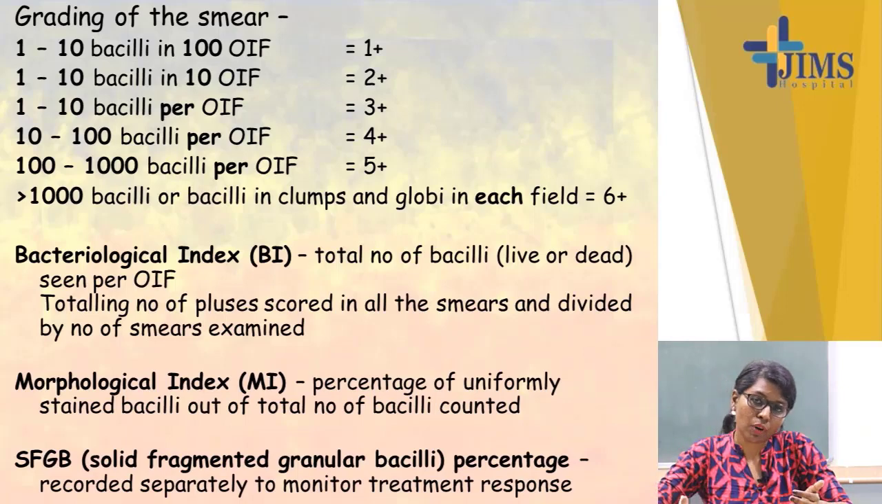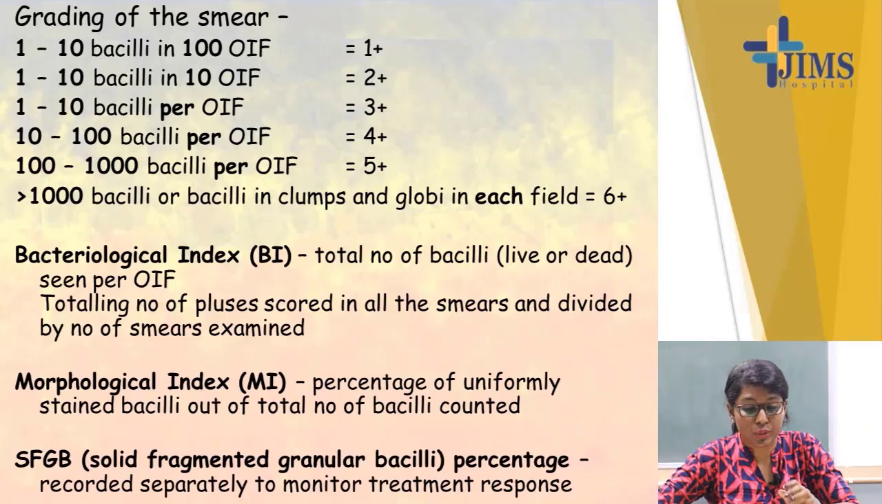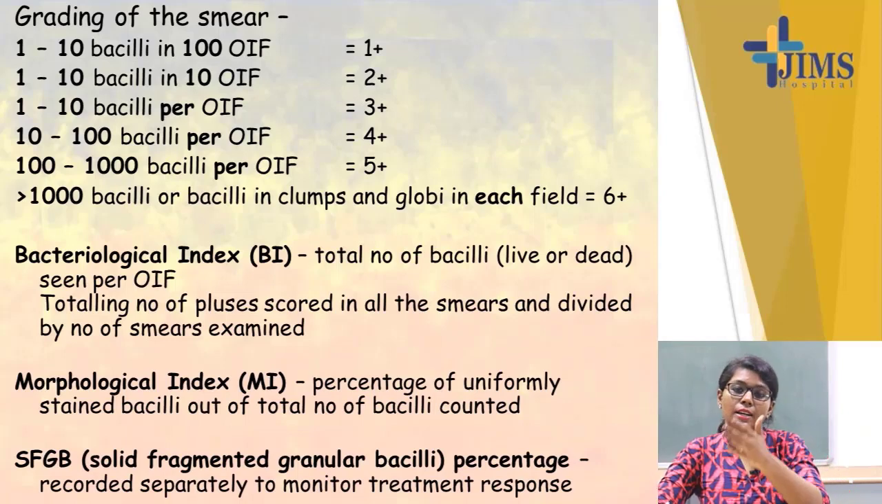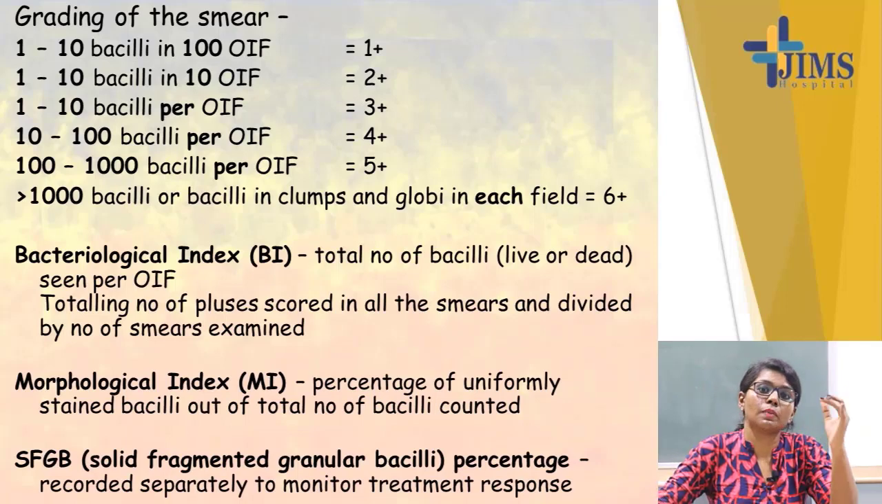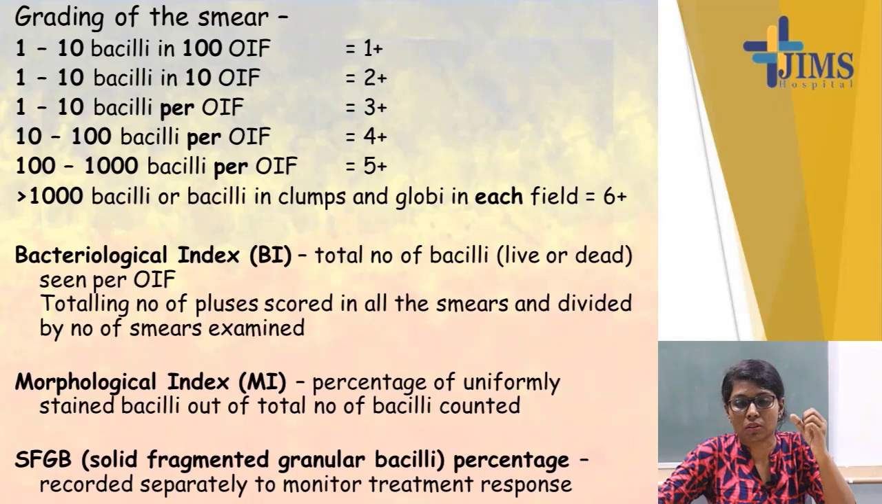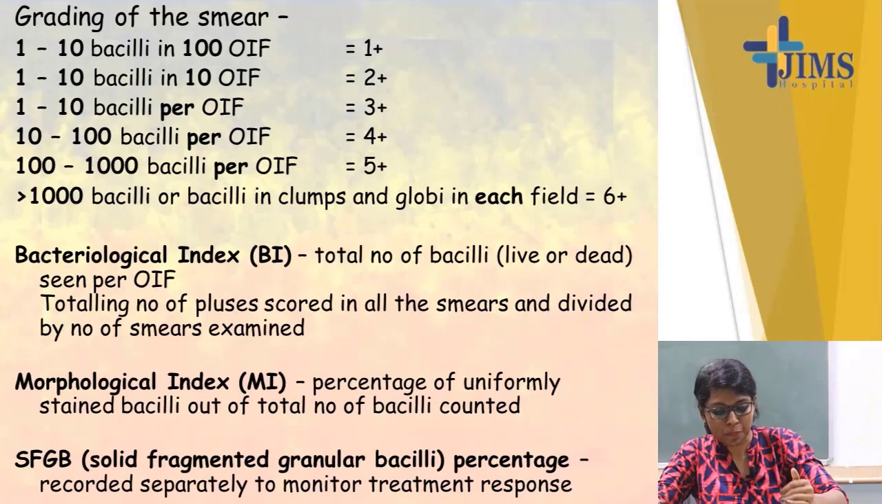You remember the grading for Mycobacterium tuberculosis? 1+, 2+, 3+, scanty and all that. Same thing here, 1+ to 6+. What is the grading? 1 to 10 bacilli per 100 oil immersion fields is 1+, 1 to 10 in 10 OIF is 2+, then 3+, 4+, and last you see the 6+, which is greater than 1000 bacilli. They are all in clumps. In every single field you find clumps, meaning greater than 1000 bacilli, then you grade it as 6+.